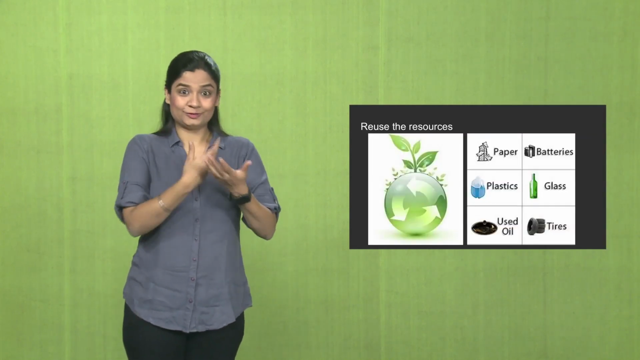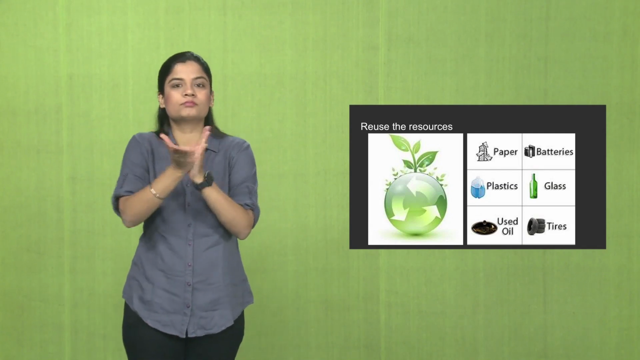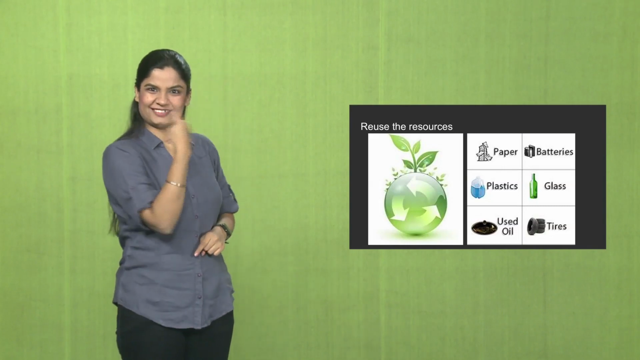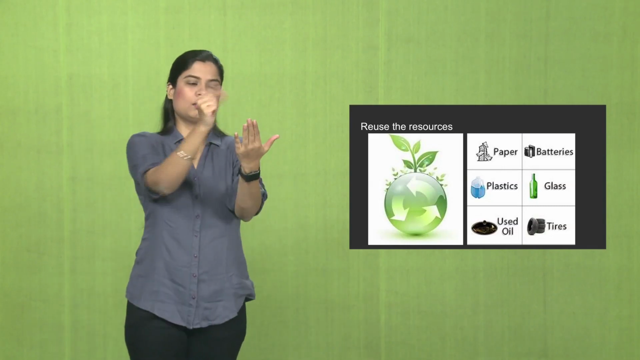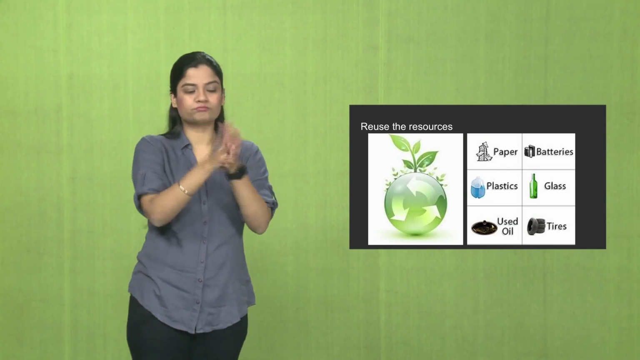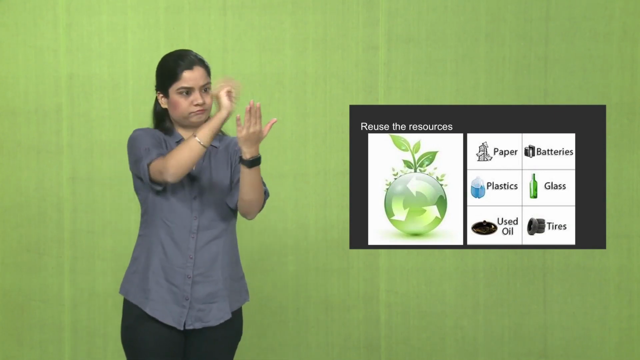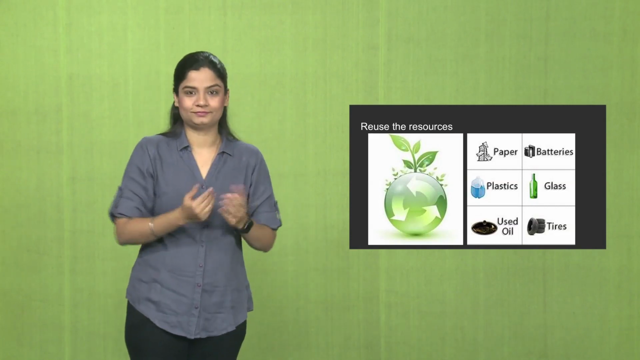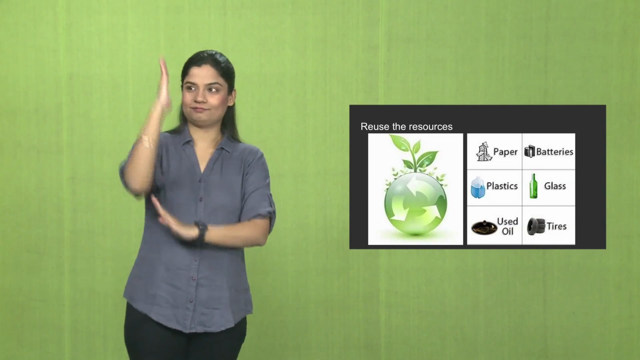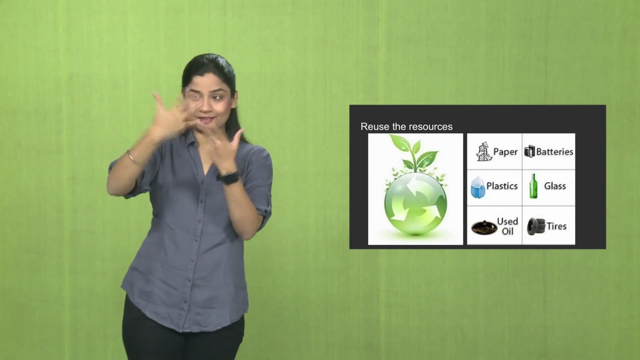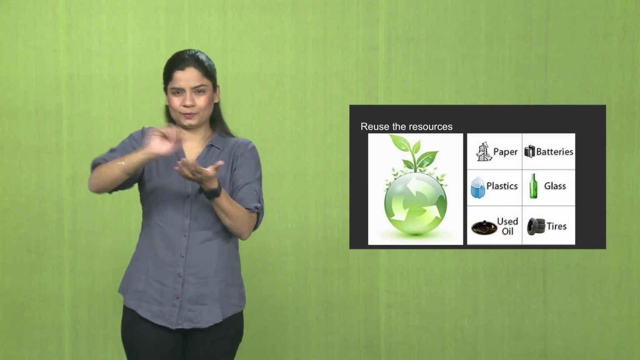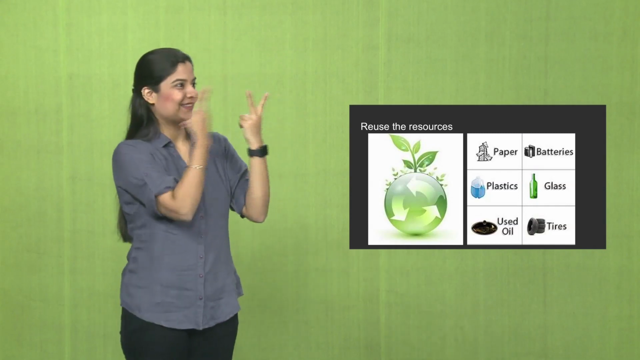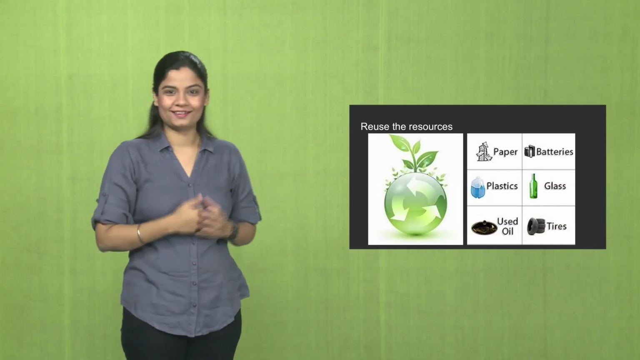Resources can be reused. As you can see in the picture, you can see the chart there. For example, a paper, we throw away after writing on the front side of the paper. So we can also utilize the back side of the paper instead of throwing that away. We have a glass bottle at home, and once the water is over, instead of throwing it, you can clean the bottle and paint it, put flowers in it and make it creative.